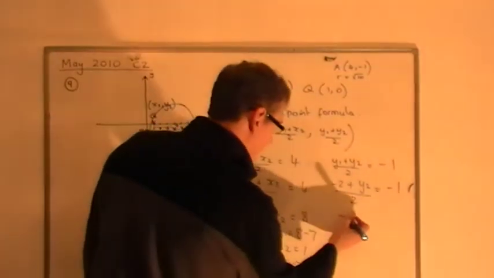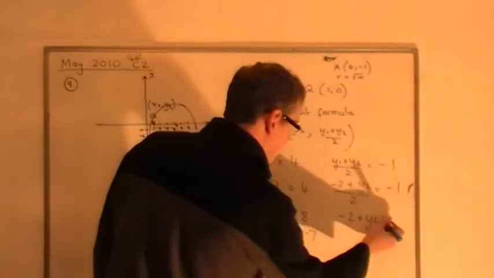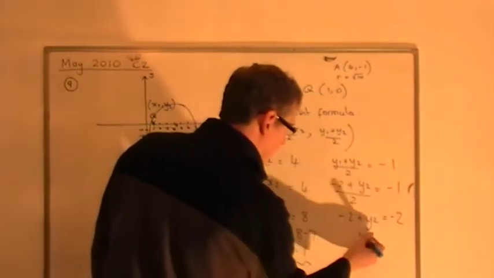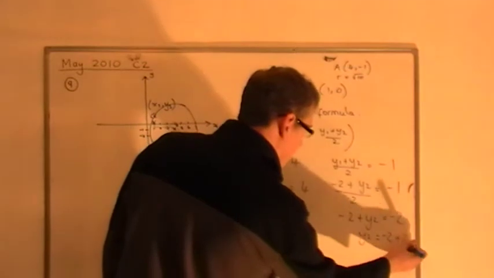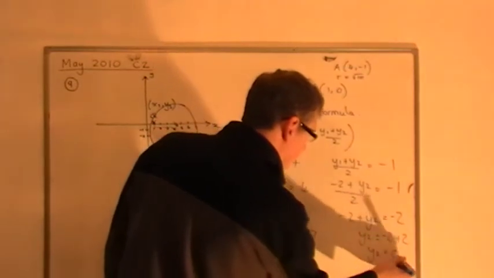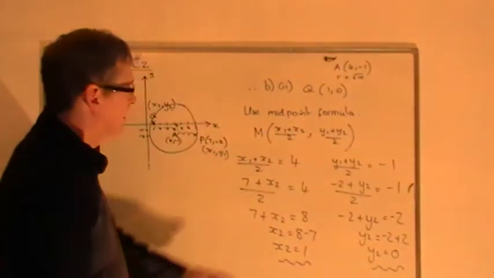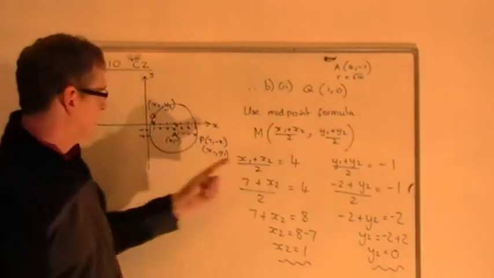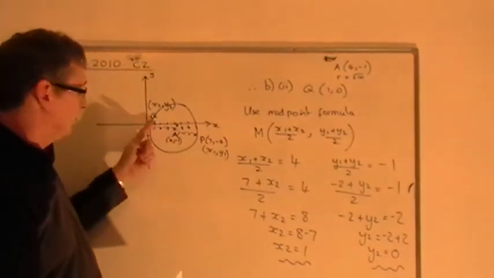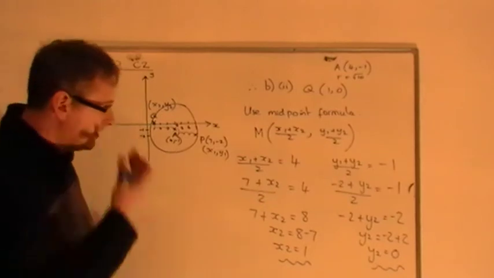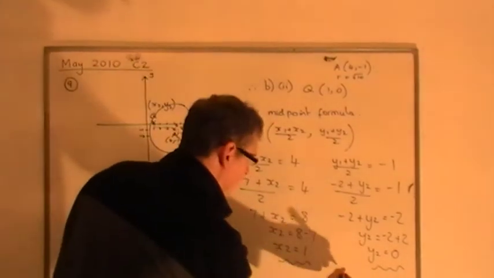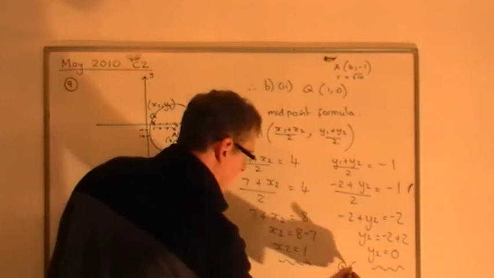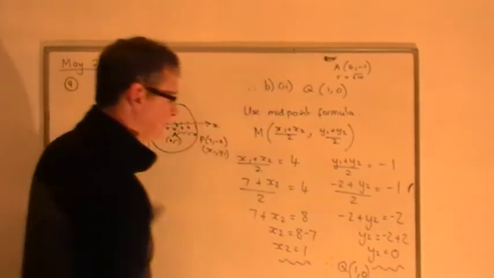Double both sides, -2 + y2 is equal to -2. So y2 is -2 + 2, so y2 equals 0. Exactly the same answer that we got by counting 3 left, 1 up, 3 left, 1 up. Okay, so therefore you can say that the coordinates of Q are (1, 0).